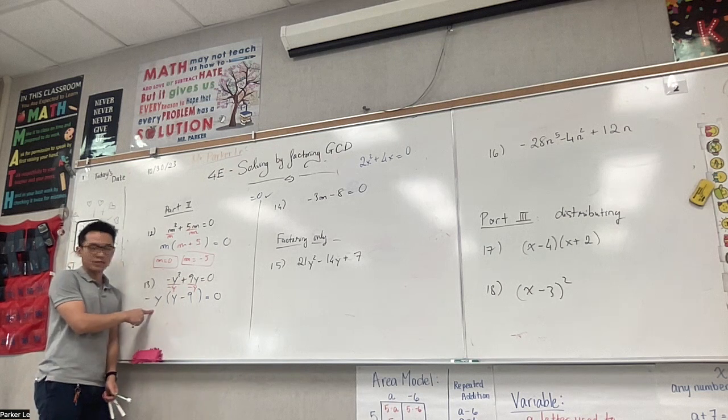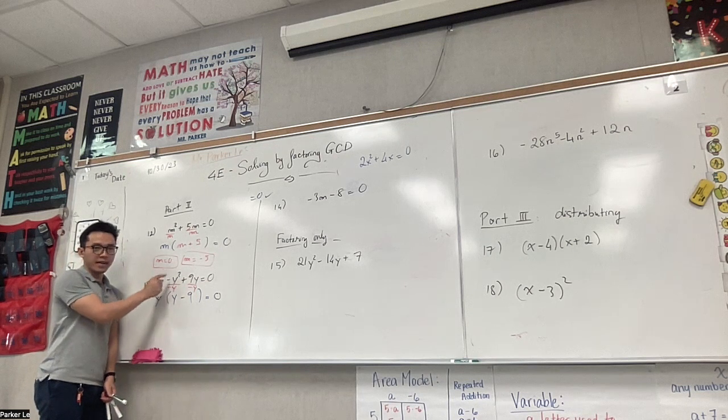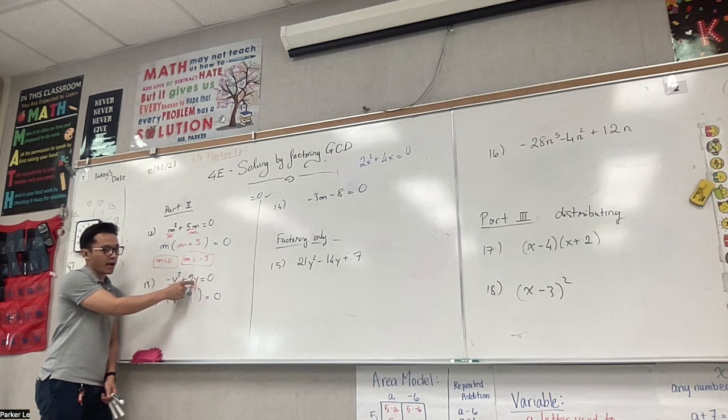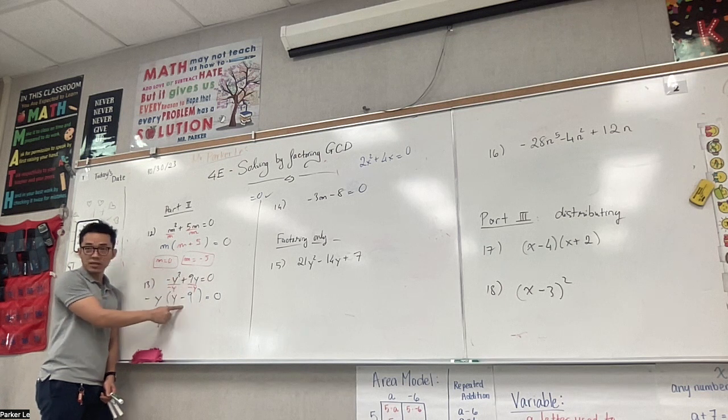Take out a negative y. So you divide everything by negative y. Negative y squared divided by negative y gives me y. Negative, negative, and positive. Positive 9y divided by negative y. So y cancels out, I only have 9 left. And this is positive and negative, so this is negative.